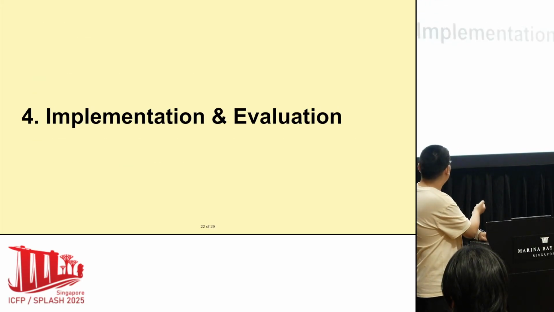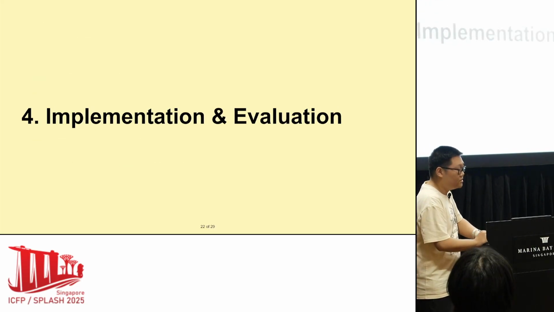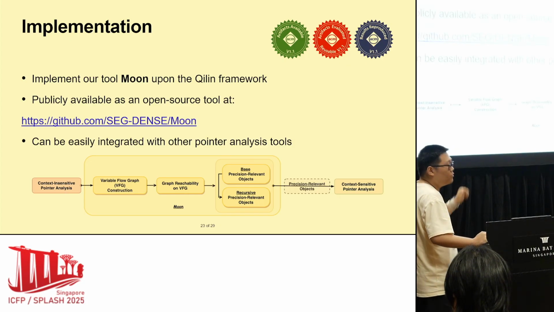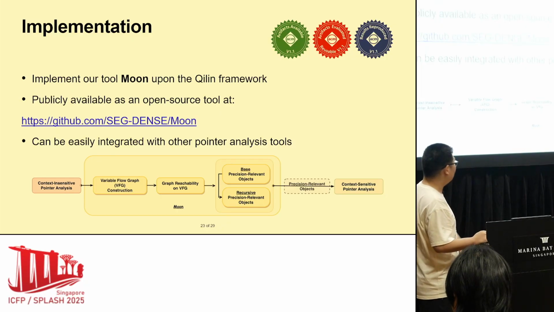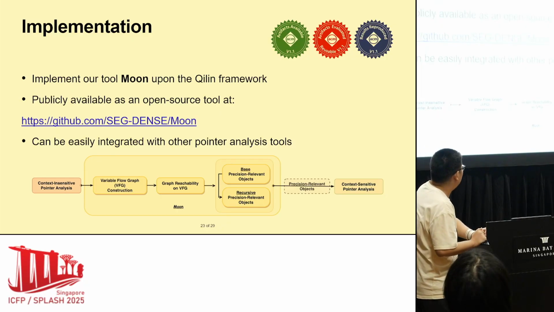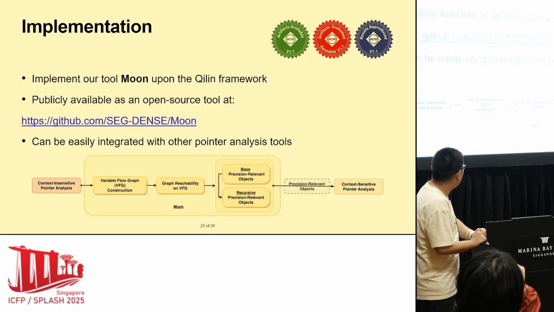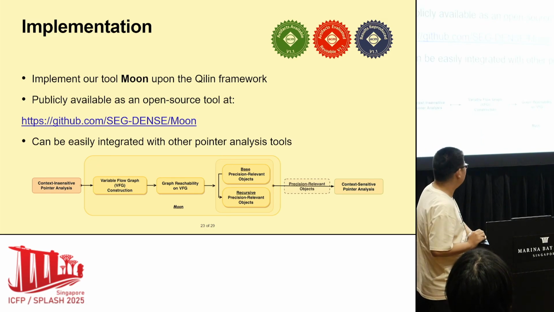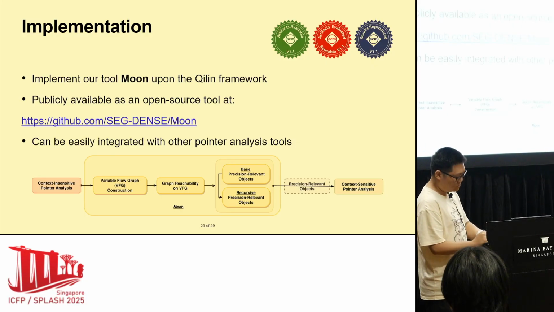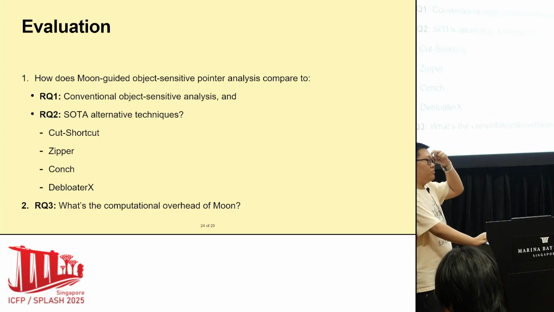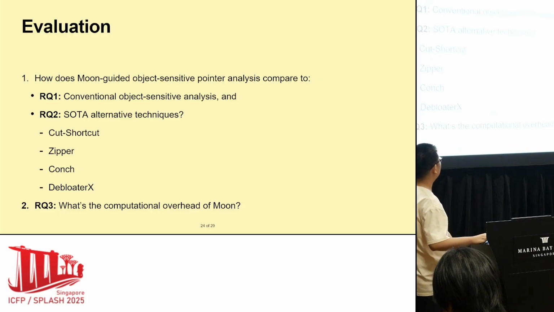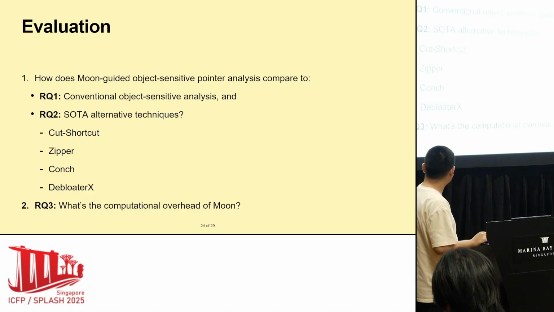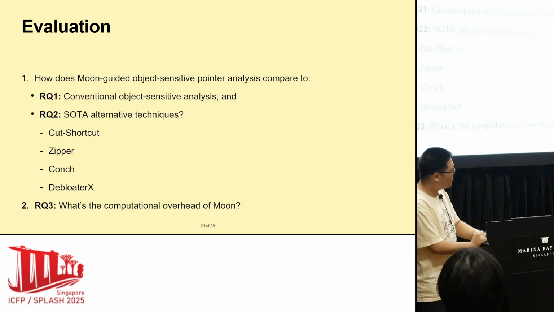And finally, we'll talk about the implementation and evaluation. We implemented our tool named Moon upon the Chaoyue framework, and its implementation is publicly available as an open source tool. Since it outputs a set of procedure relevant objects, it can be easily integrated with other static analysis tools. In the evaluation part, we aim at three key questions. How does Moon-guided object-sensitive pointer analysis compare to the conventional object-sensitive analysis and other alternative techniques? And in RQ3, what is the computational overhead of Moon?